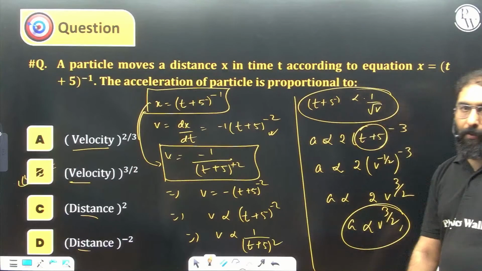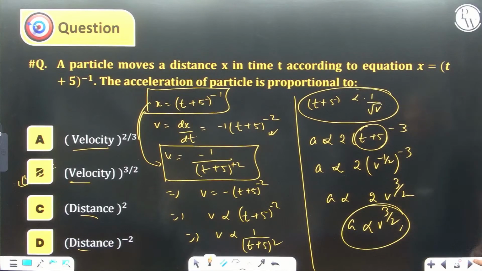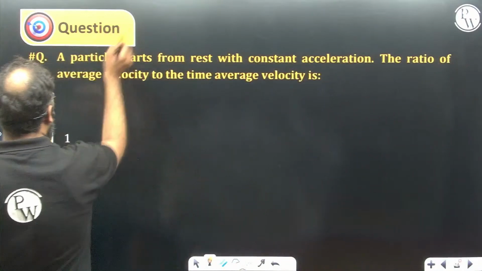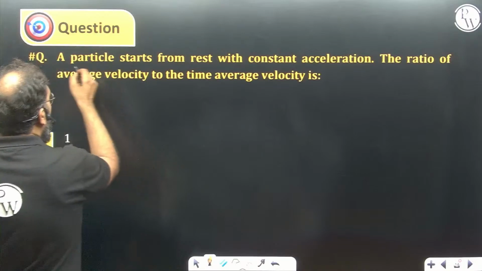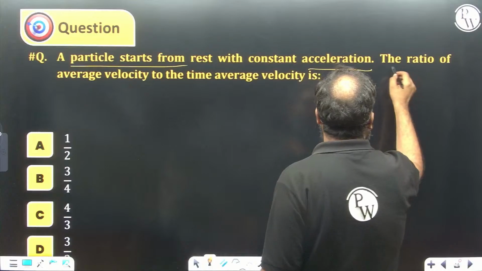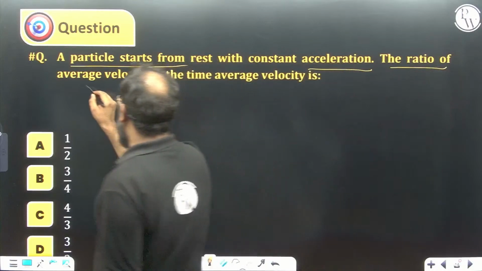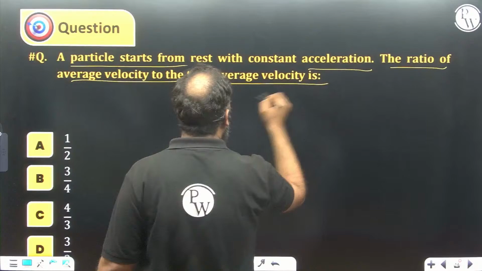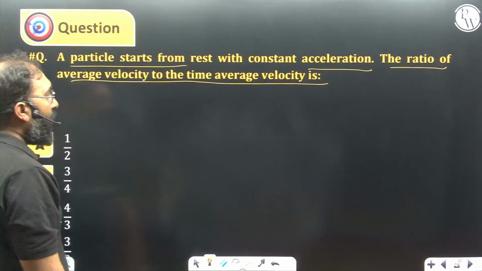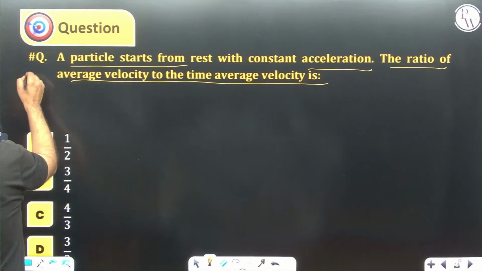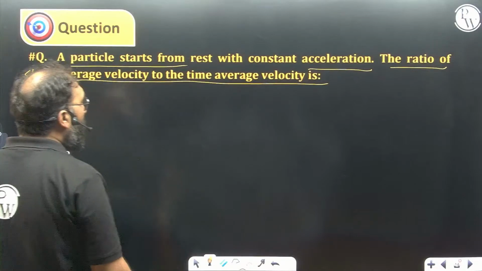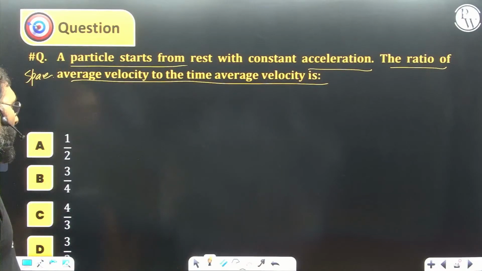Okay. So moving to the last question of the day. Again, see, this is an important question. A particle starts from rest with some constant acceleration, and the ratio of the space average velocity to the time average velocity. It should be space average, okay? The ratio of the space average velocity to the time average velocity is required, okay?